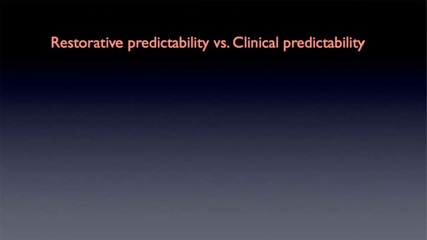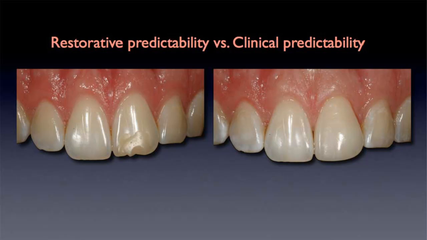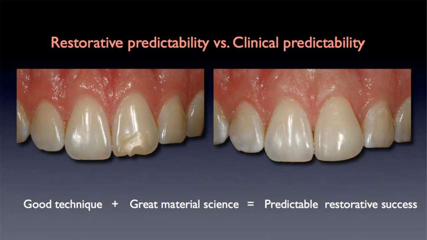But most importantly, how that interrelates with clinical predictability is important, because when you have a situation such as this, and you need to have the best results possible, we want to be able to have clinical predictability. So it's not just about the materials, but how it interrelates with color and contour and texture and surface luster, so that we're able to have good long-term results. As I mentioned, good technique and great material science equals predictable restorative and clinical success.